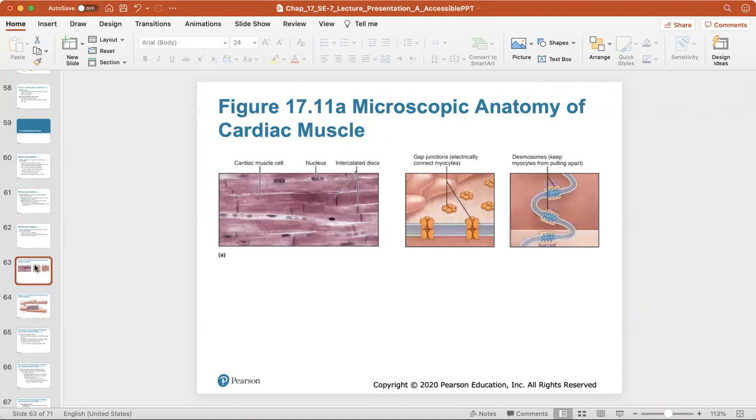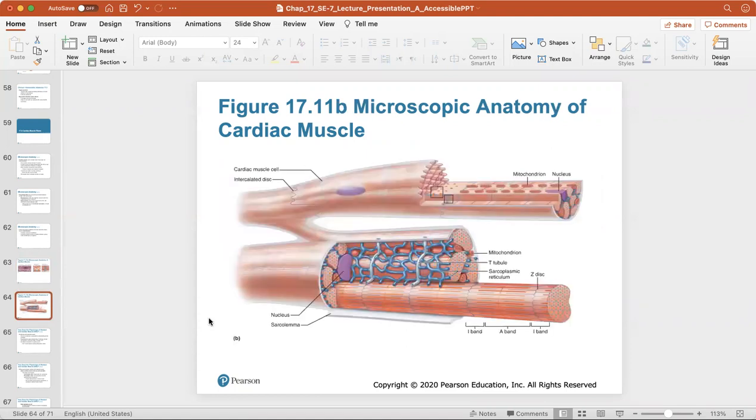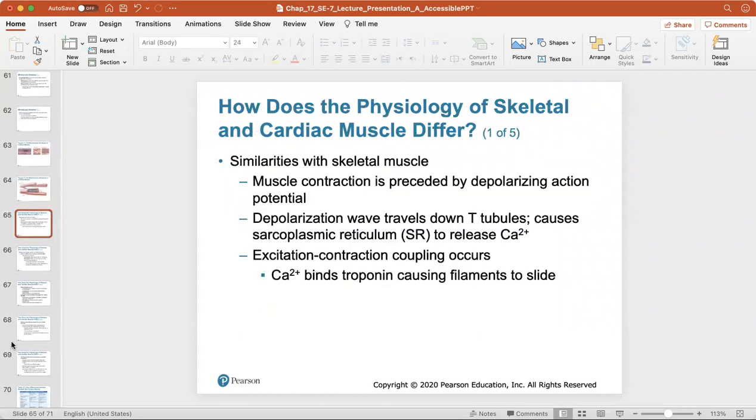And here's a look at cardiac muscle cells underneath the microscope. You can see the gap junctions, the desmosomes, the cardiac muscle cells, the nucleus, and then the intercalated discs. And you can see how the cardiac muscle fibers will branch. A couple of similarities and differences between skeletal and cardiac muscle.